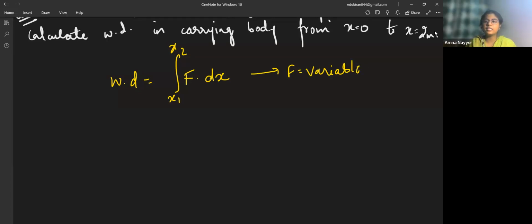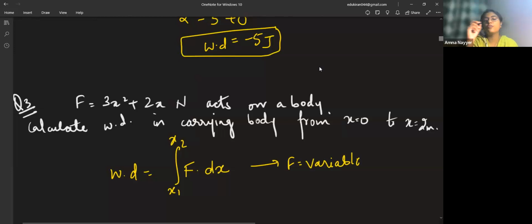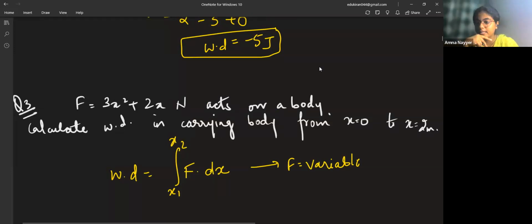Like here, the question says that force is 3x square plus 2x. You can easily see F is the dependent variable, x is the independent variable. Remember in differentiation and integration, I have told you, you have to check the independent and dependent variable. So we have to integrate the force from 0 meter to 2 meters. So we have the range and the formula.